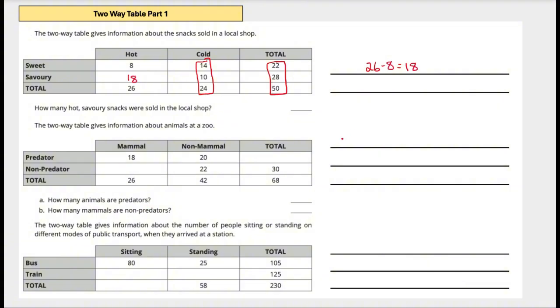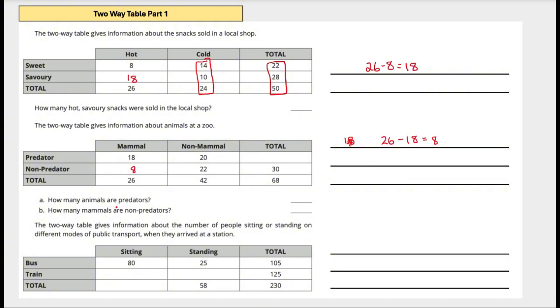Well, we've got 18. And we've got 26. So we're going to do 26 minus 18 is, and I'm just working out in my head, it's 8. I don't know why that took me so long. So that's 8. So we know now that mammals, non-predators, are 8.